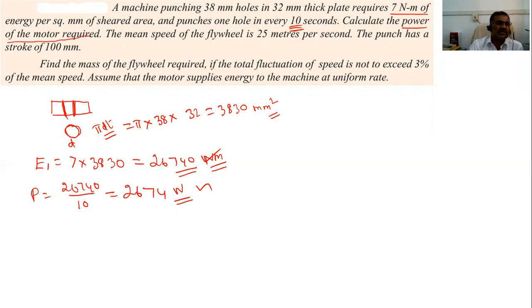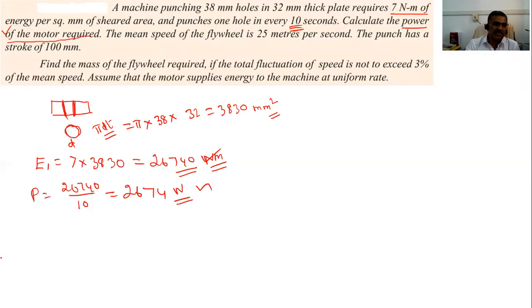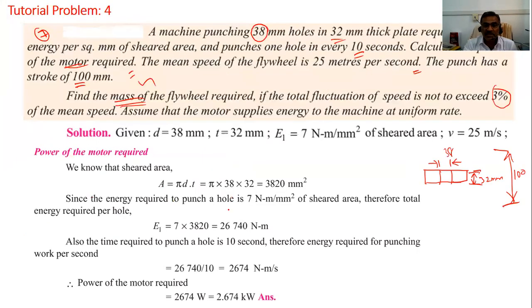The second step: E1 you have calculated. As we discussed in the problem, during the punching, the motor must have supplied some amount of energy, right? That energy you have to subtract from E1. That will give delta E. Delta E is E1 minus E2. What is E2? The energy supplied by the motor during punching. So first you have to calculate how much time it takes during punching. The total is 10 seconds.